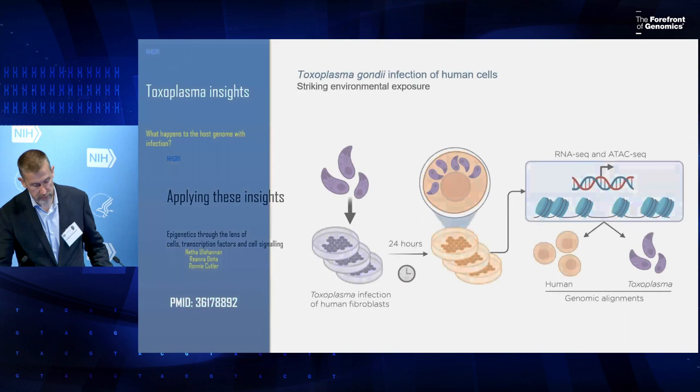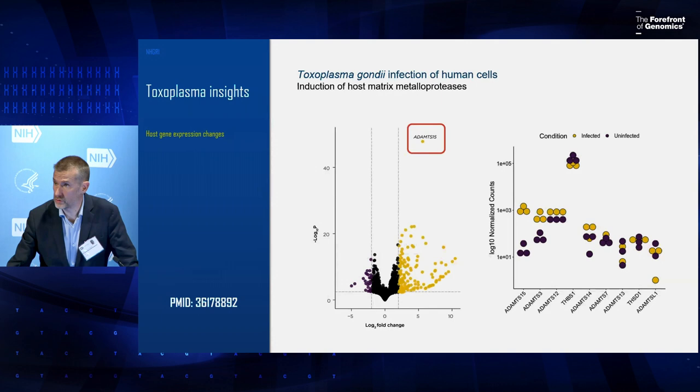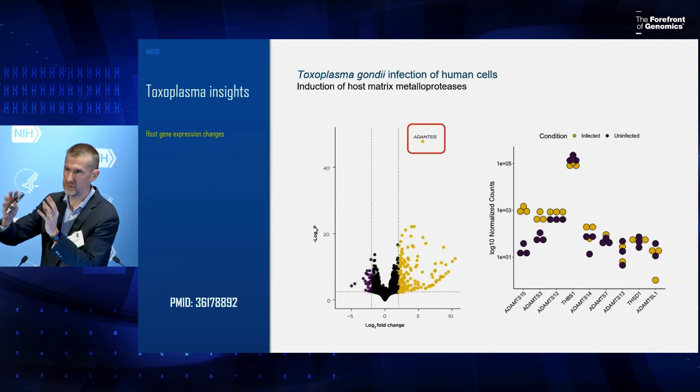We infected Toxoplasma gondii into some human cells and looked to see what was happening to the host transcriptome and chromatin. We also looked at the toxoplasma itself, although I won't show you that. So we did RNA-seq and ATAC-seq in bulk. And what you see, first of all, is this massively overexpressed gene, an extracellular matrix metalloprotease, ADAMTS15. It and some other members of its family are overexpressed as a result of the toxoplasma infection. That's kind of interesting because when you dissolve the extracellular matrix, you allow the cell to slide within the tissue. And that's thought to be part of helping to spread the infection within the tissue.